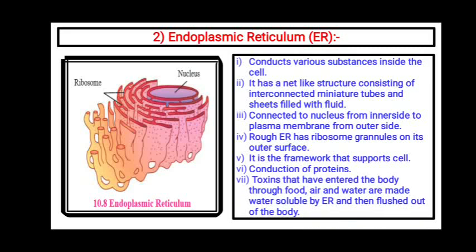The toxins that have entered the cell through food, water or air are made water soluble with the help of endoplasmic reticulum and then they are removed out from the body. So these were the functions of endoplasmic reticulum.